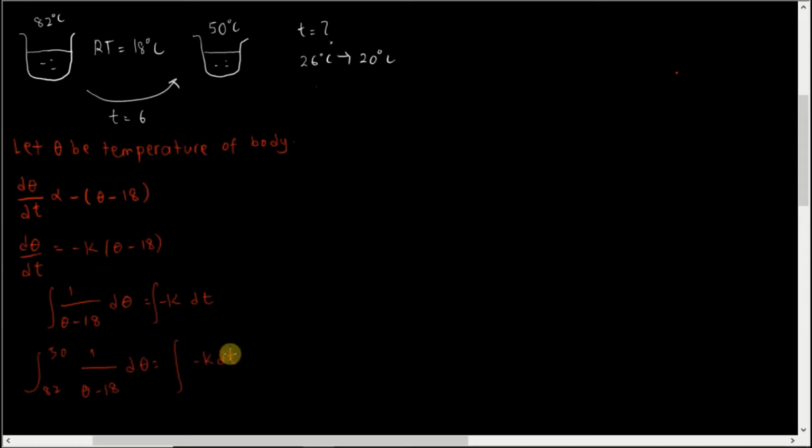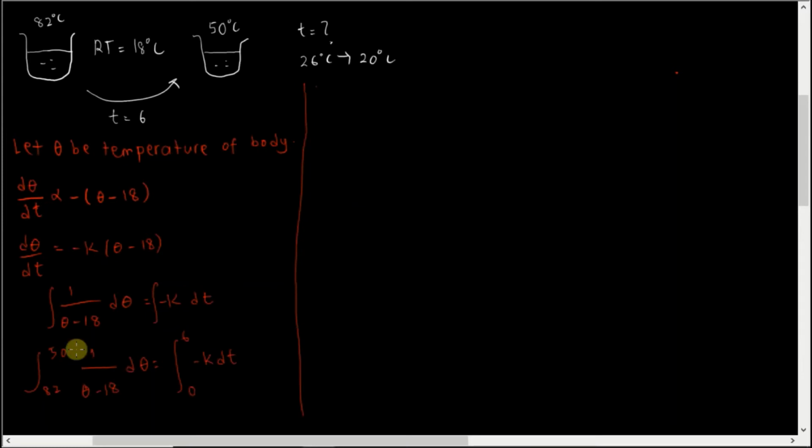And also here we can put the upper and lower limit. The lower limit is 0 since it starts from 0, and in 6 minutes it becomes 50, so the upper limit should be 6. Okay, then we try to solve this equation.